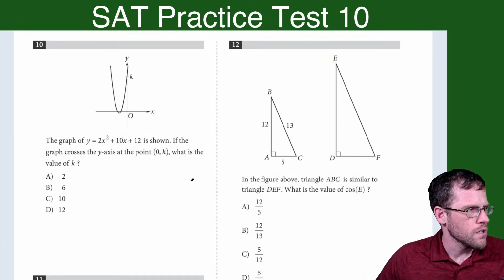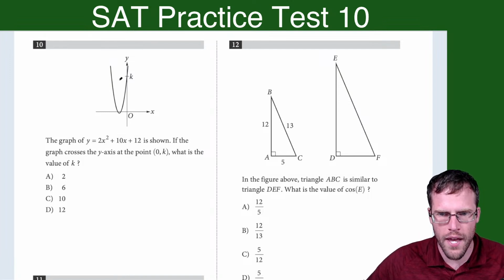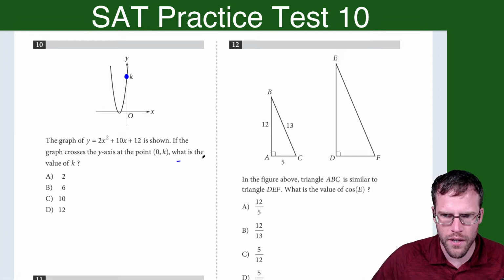So, all right, continuing on here. Let's see. The graph of the parabola is here. If the graph crosses the y-axis at 0k, what is the value of k? Okay, so what is the value of k?